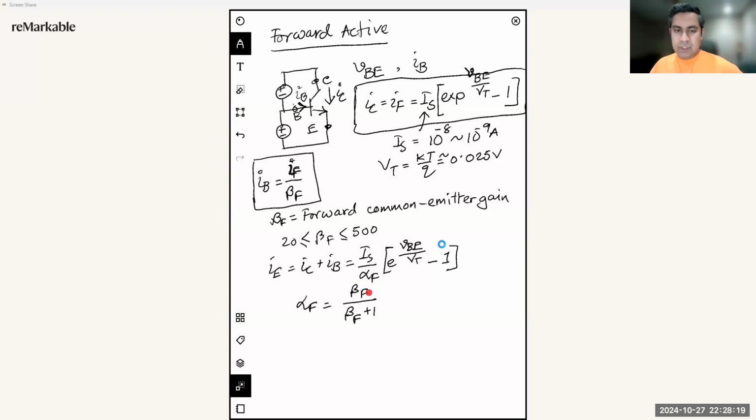As we know, beta F is pretty large, more than 100, so 100 divided by 100 plus 1 is going to be slightly lower than 1. So ideally, we want our alpha F to be between 0.95 and 1. That is our ideal expectation of this alpha F constant. And this alpha F is called the forward common base gain.